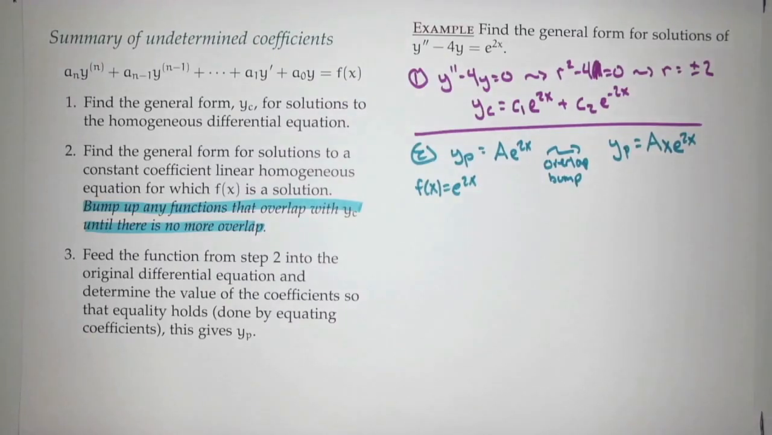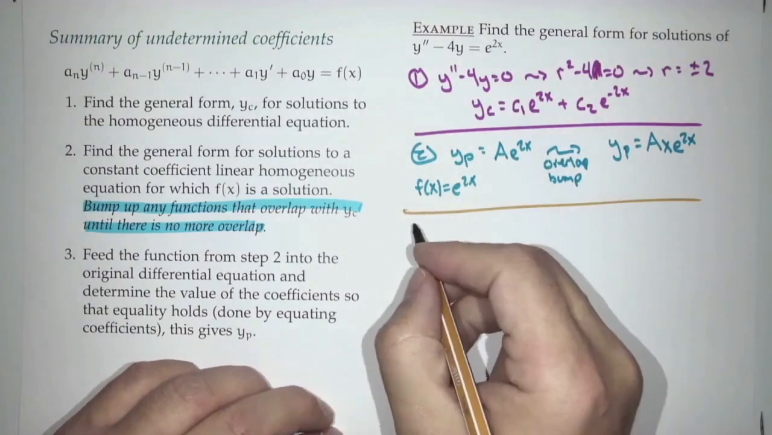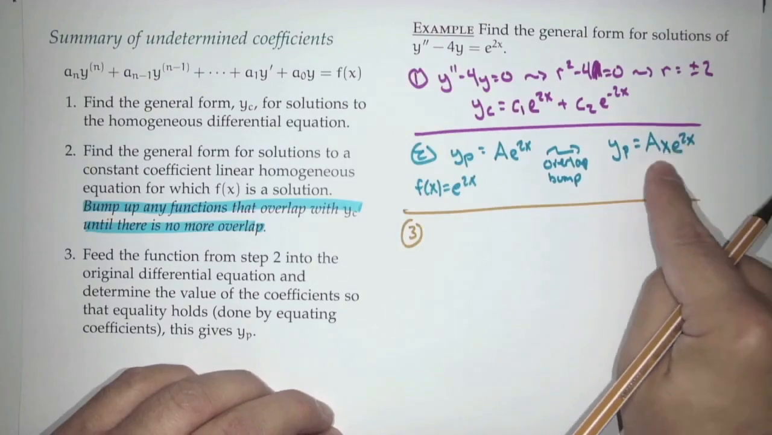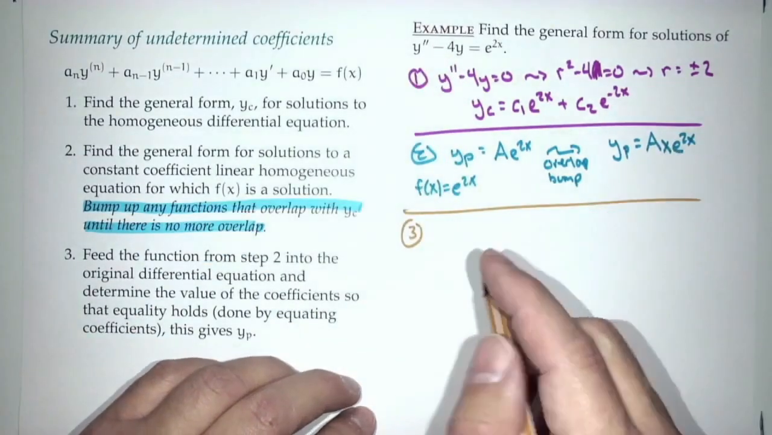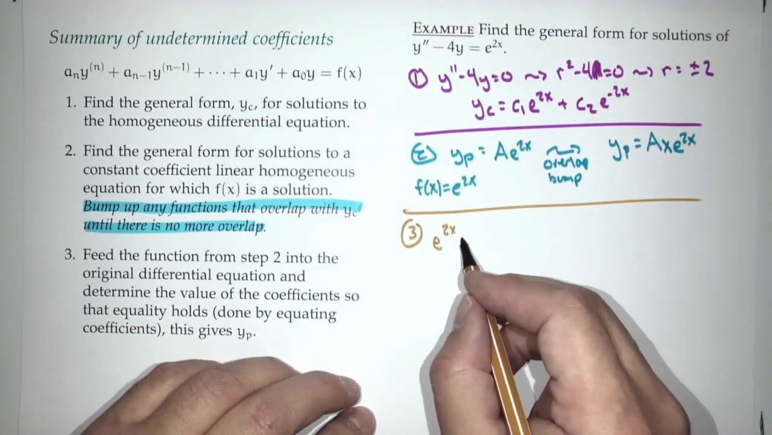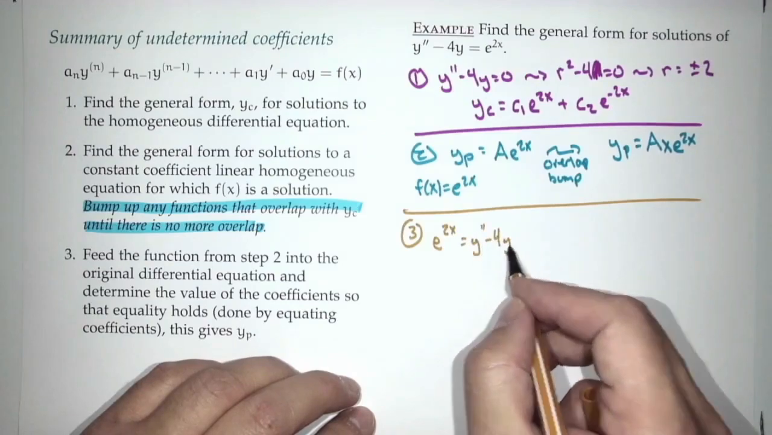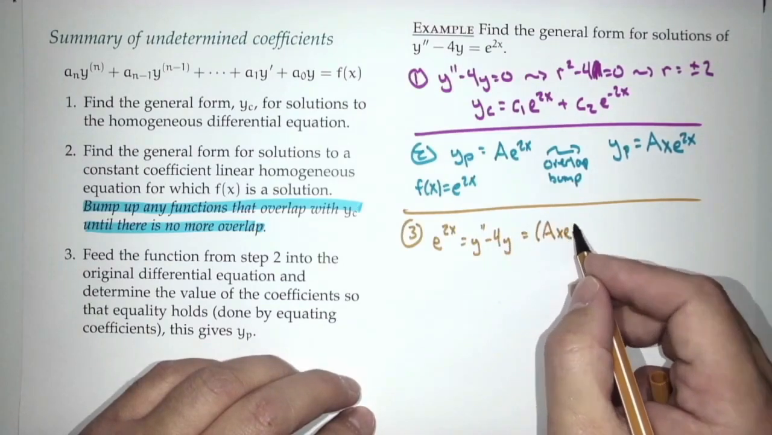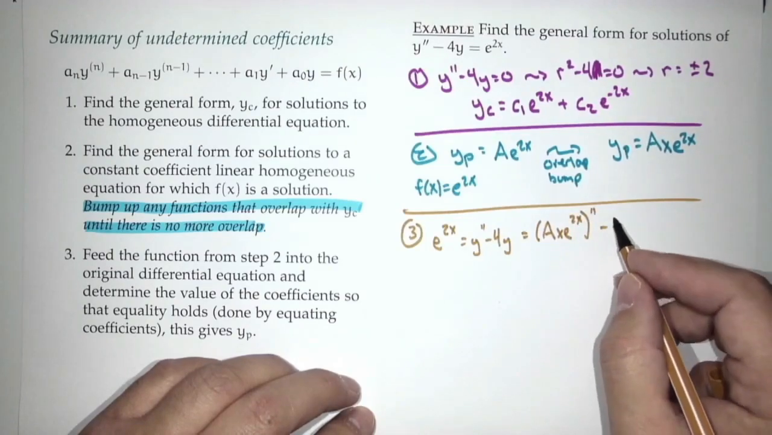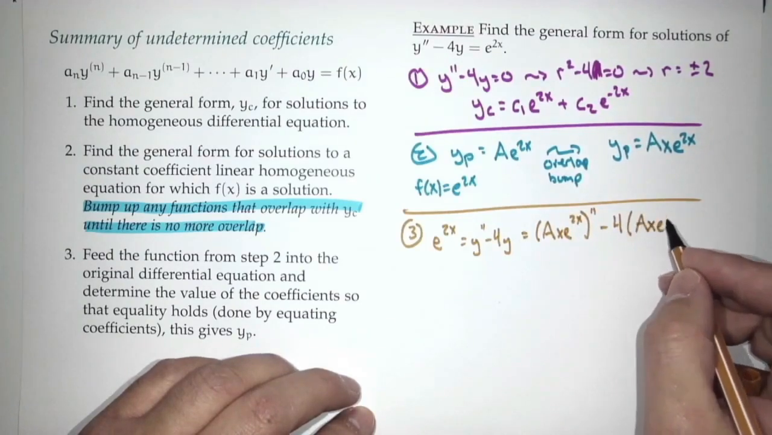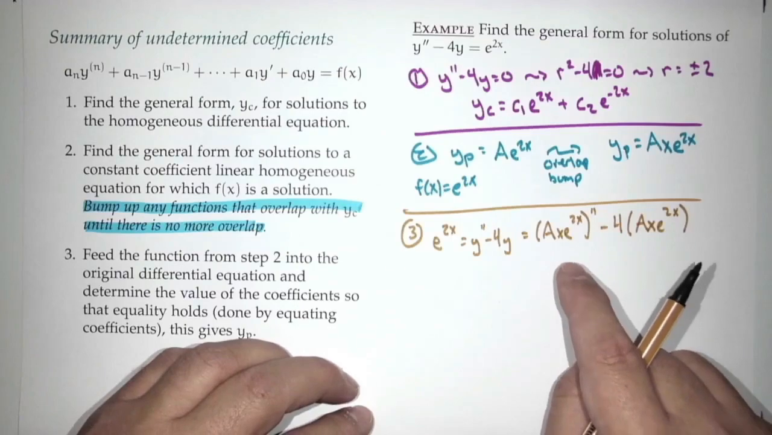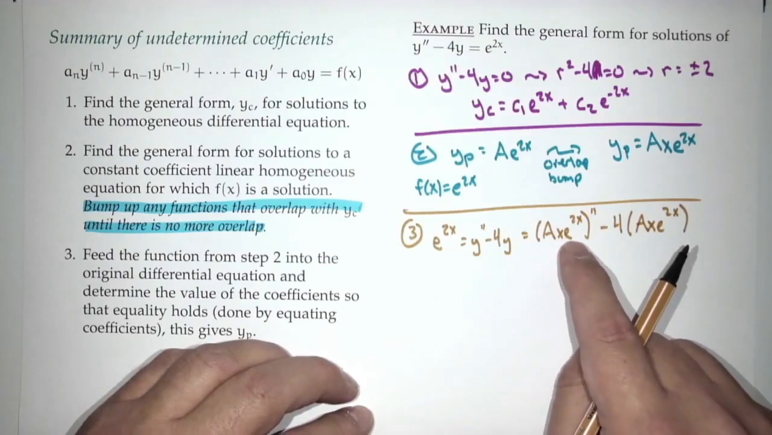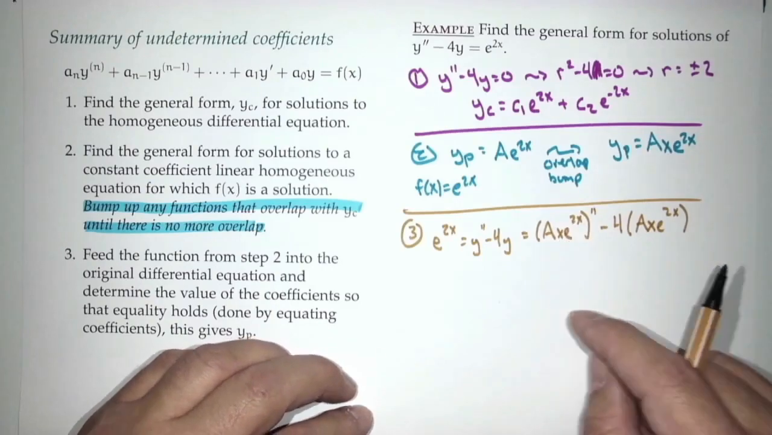Okay, so here we go into step 3. So, what do we do? Well, we now are going to plug this function into our differential equation. So we have that e to the 2x. Well, that's y double prime minus 4y. That's ax e to the 2x double prime minus 4 ax e to the 2x. Okay, and now perhaps the challenging part of this problem. What's the second derivative of x times e to the 2x?